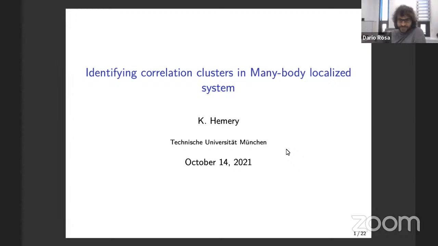The subject of his thesis is efficient tensor network simulations of localized and ergodic systems. Related to this subject, today he's going to talk about identifying correlation clusters in many-body localized systems. So, Kévin, you can start.